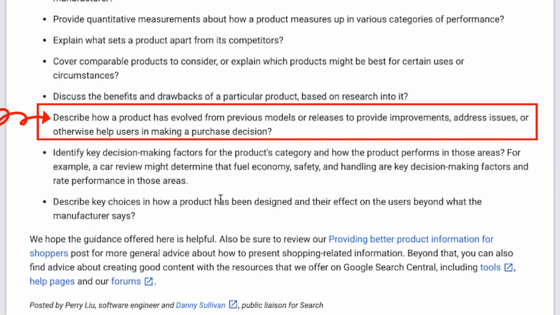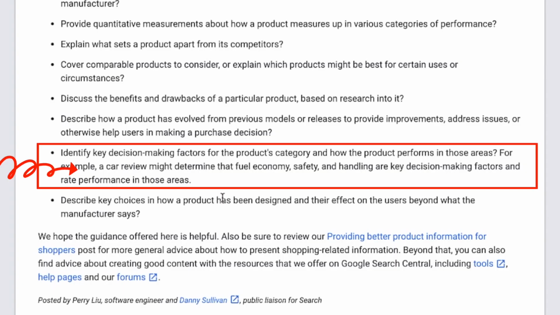Describe how a product has evolved from previous models or releases to provide improvements, address issues, or otherwise help users in making a purchase decision. If you're describing a product that has previous models, previous versions, or whatever it may be, and it had been released differently in the past, then you want to specifically identify the changes and where that either improved or diminished in quality.